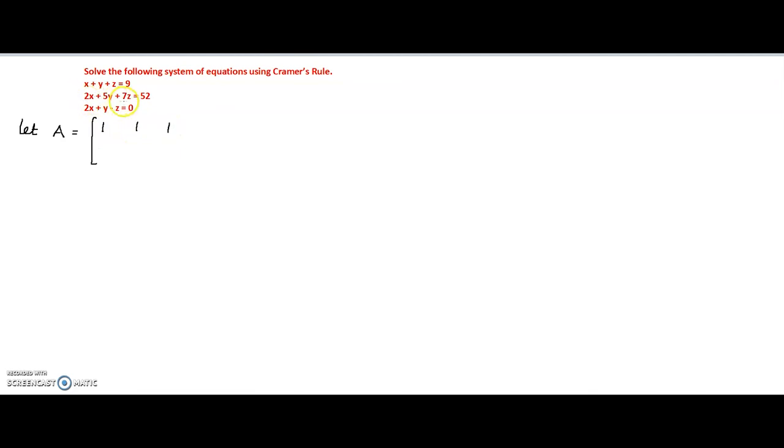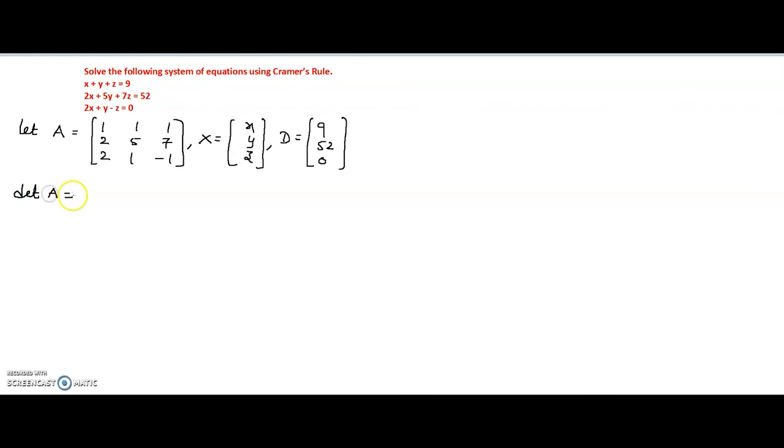Second equation is 2x plus 5y plus 7z. So 2, 5 and 7 are the coefficients of the second equation. And the coefficients of x, y, z in the third equation are 2, 1 and minus 1. And x, y, z, as always, is the variable matrix. These are three equations in three unknowns, x, y, z. And the constant matrix, either you write capital D or capital B. These are your constants. Now according to Cramer's rule, we first need to find the value of the determinant of A.